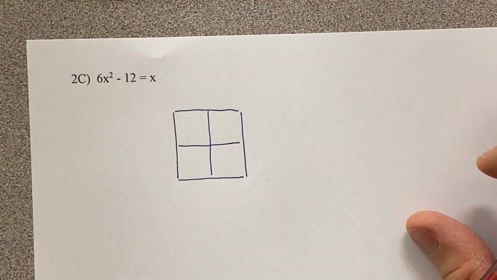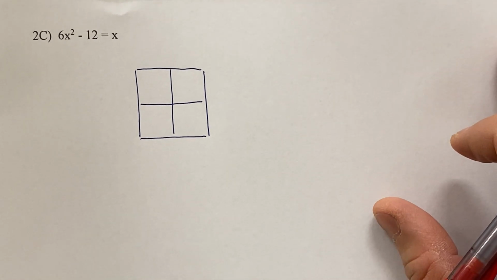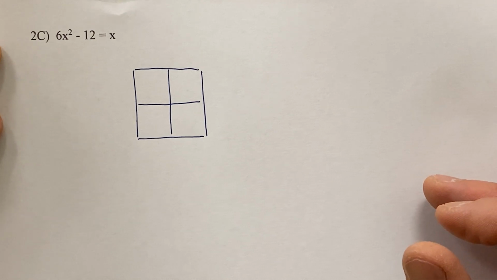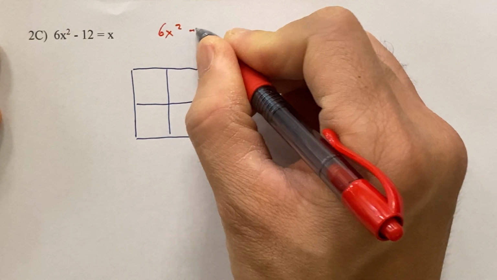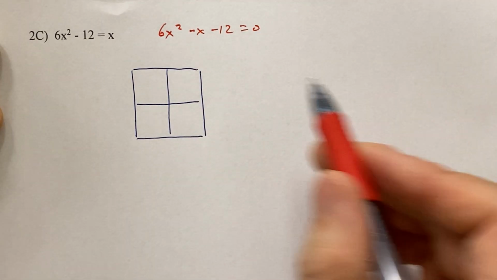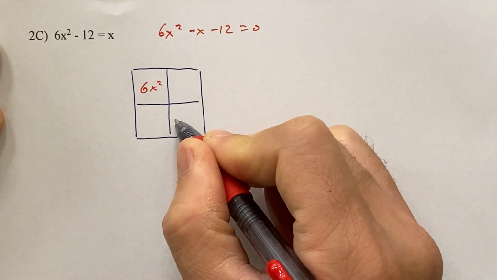Welcome back. Let's take a look at how we solved this problem here. So again, got to make sure it's in standard form. So first thing I would do is subtract x from both sides and set the whole thing equal to 0. Once I have that, it's in standard form, check for GCF. There isn't any, then I could begin my factoring process.